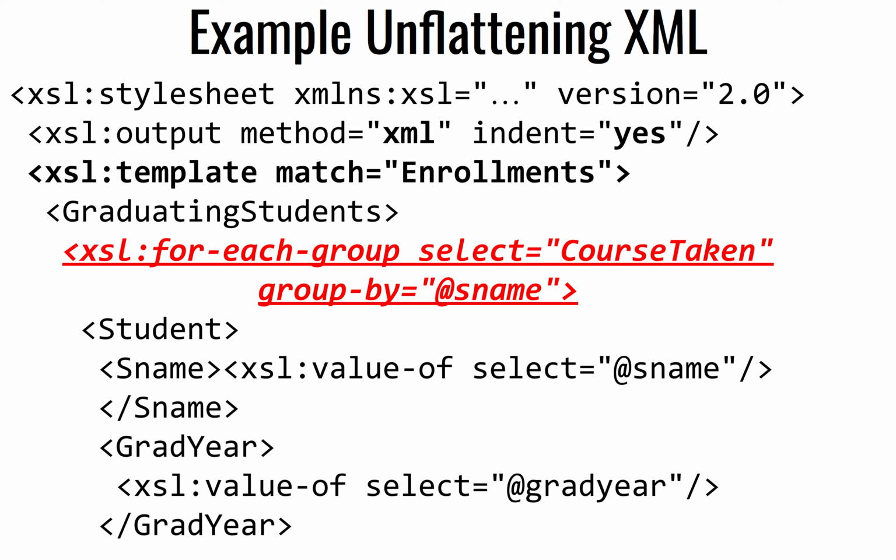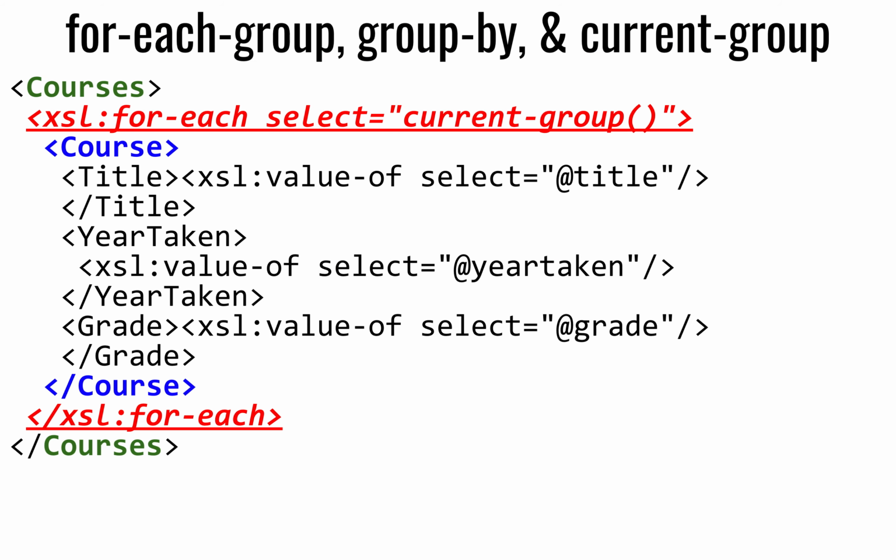Okay. All right. Excellent. So as we iterate through the course taken, we're going to generate the student. There it is. So there's the student name that we're just going to copy over from the S name attribute, and for the year we're going to copy over the graduation year attribute. We're going to put them inside of the S name and grad year elements.